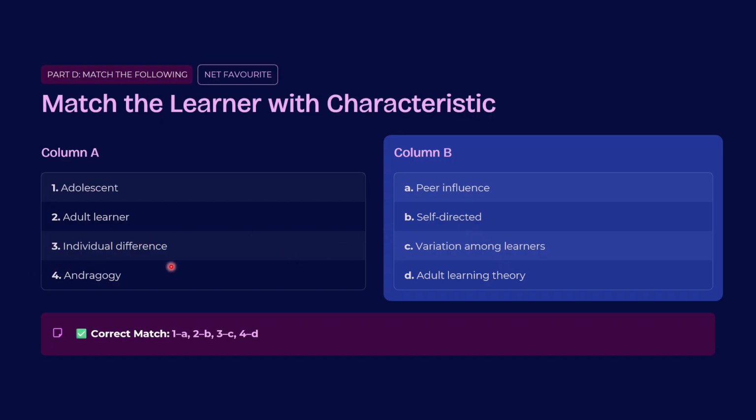And next the individual difference. The correct option is variation among learners. No two learners are exactly alike. So option 3 is C, and option 4, that is andragogy, adult learning theory. Andragogy means adult learning theory. It was proposed by Malcolm Knowles. So option 4 is D.